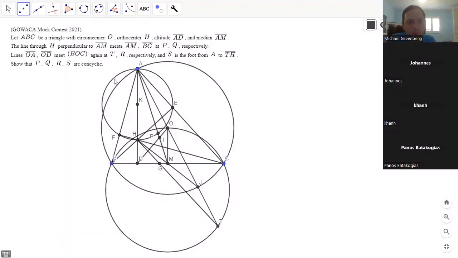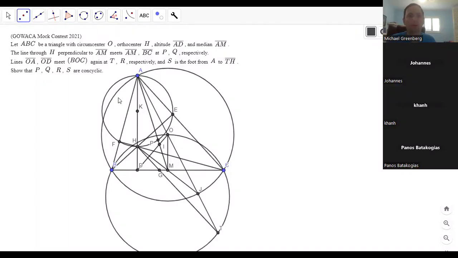So AD over OM is, or OM over AD is AK over AD. So we want to show AK over AD is GM over DG. Or GM over DG. Yeah, so we kind of transform the problem, that's the thing.